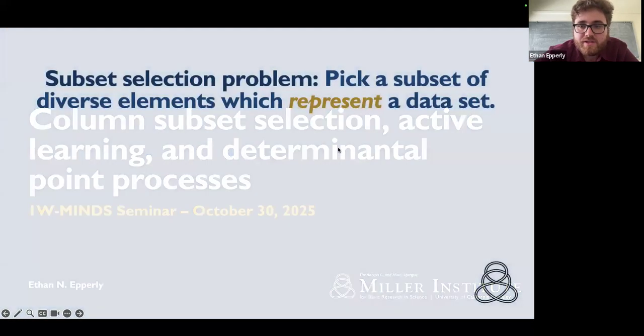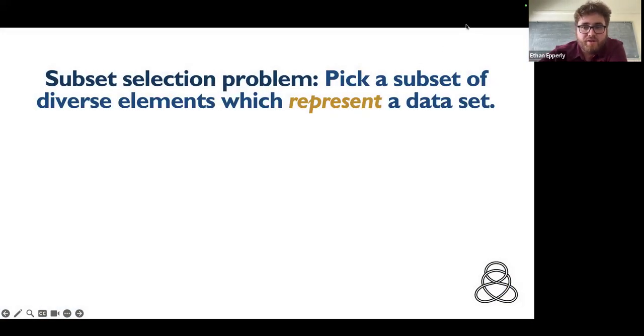All right. So to begin, we're going to be talking about subset selection problems in this talk, by which, at a conceptual level, a subset selection problem is maybe described as follows. I'm given some data set of elements, and I want to pick a small subset of diverse elements which somehow represent the data set.